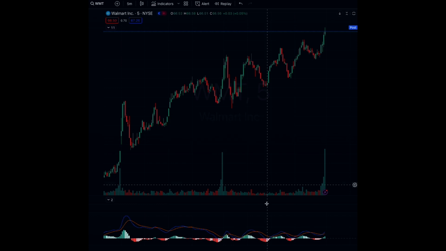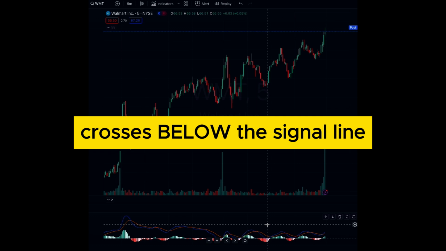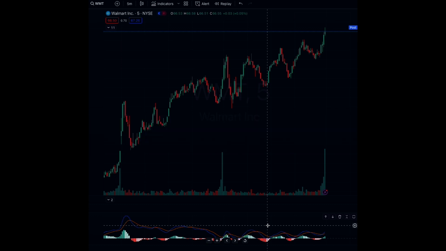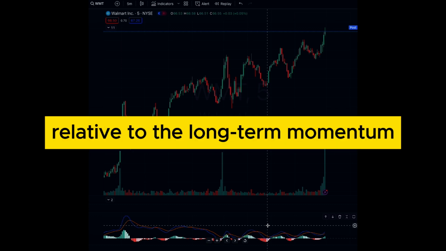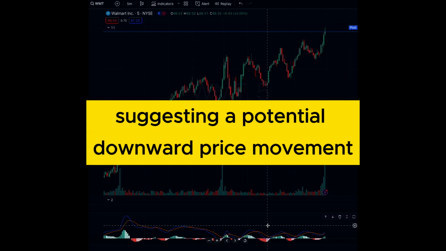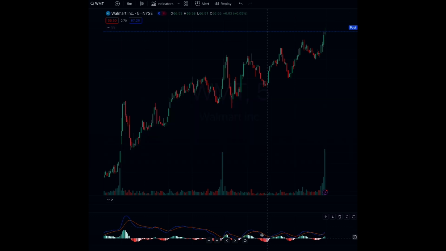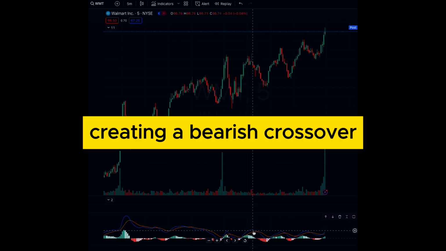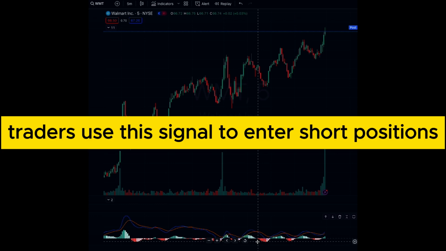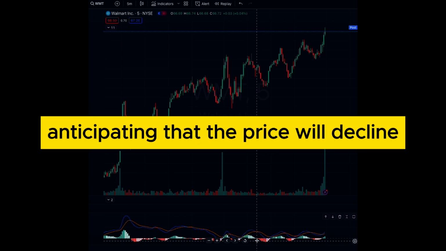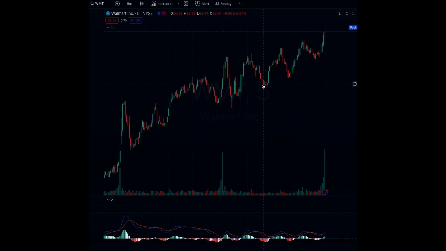Sell signal. On the other hand, a sell signal occurs when the MACD line crosses below the signal line. This crossover indicates that the short-term momentum is weakening relative to the long-term momentum, suggesting a potential downward price movement. Here you can see the MACD line crossing below the signal line, creating a bearish crossover. Traders use this signal to enter short positions or exit their long positions, anticipating that the price will decline, as you can see here.